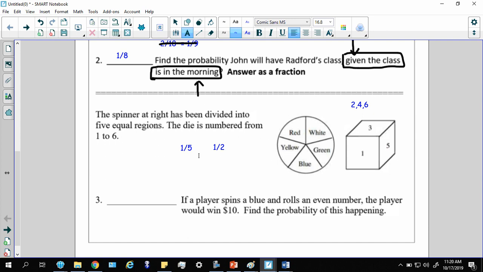Now remember, folks, this is a compound event. And I said on day one, a compound event means you are going to be multiplying your fractions. All right, so 2 things have got to happen. You got to spin it, and you got to roll an even number. So when you take this and multiply it, you get a 1/10 possibility, 1 out of 10.